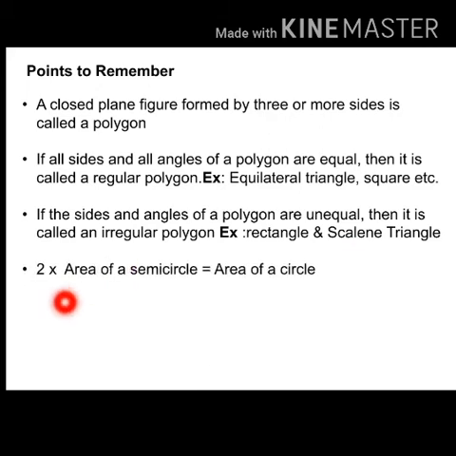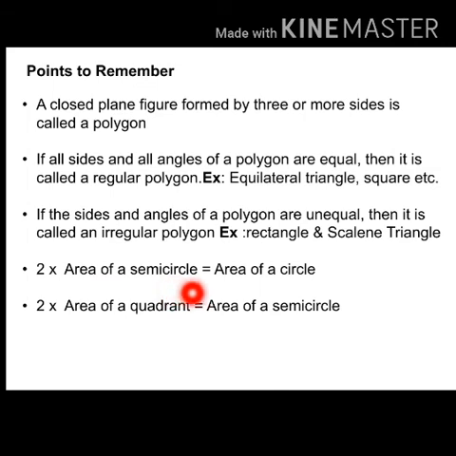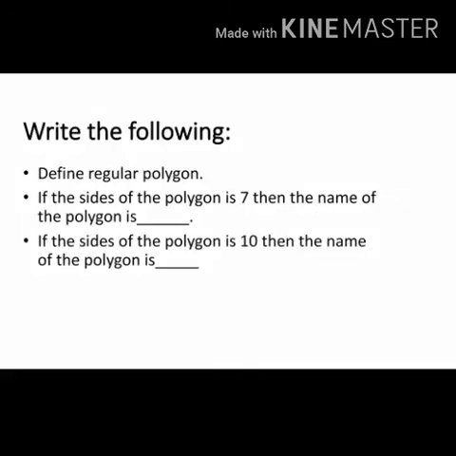2 into area of a semicircle is equal to area of a circle. 2 into area of a quadrant is equal to area of a semicircle. 4 into area of a quadrant is equal to area of a circle.